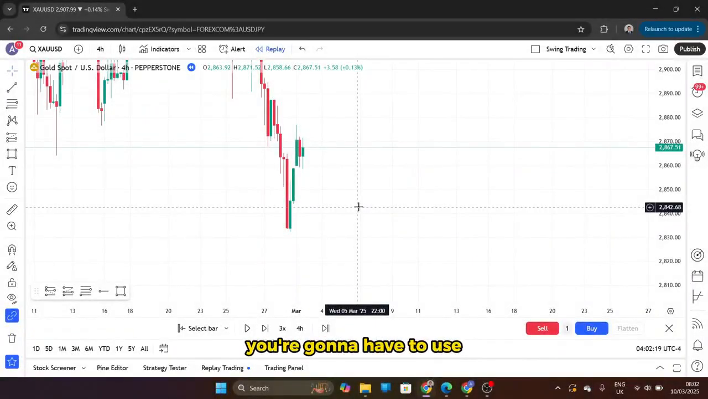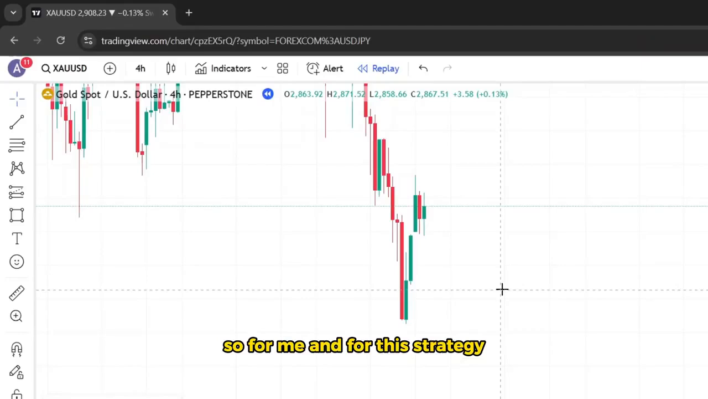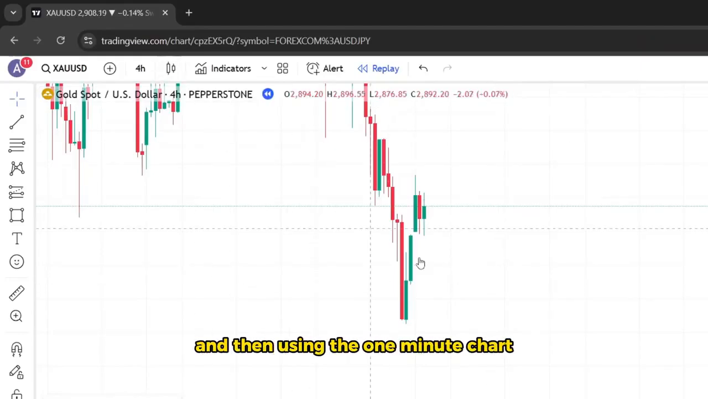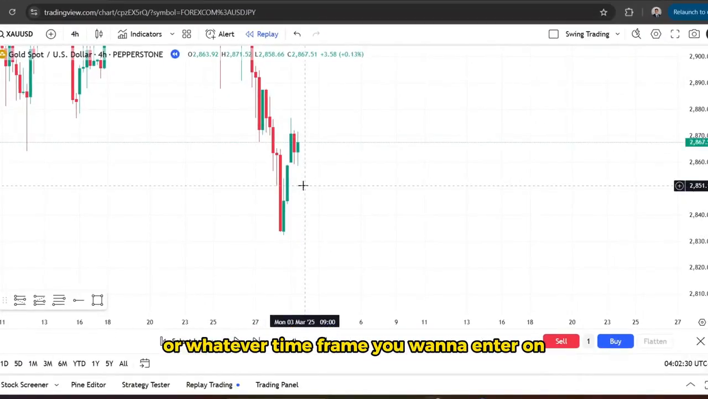Okay, so for this strategy, you're going to have to use at least one higher time frame, and then you can use your lower time frame. So for me, and for this strategy, using the 4 hour chart, and then using the 1 minute chart, or whatever time frame you want to enter on, is such a money maker.